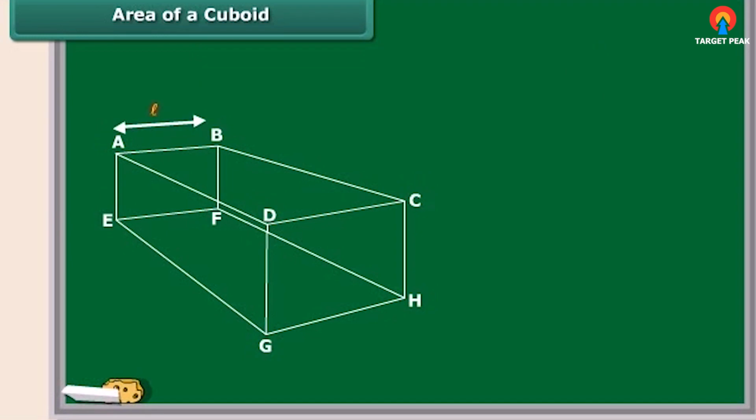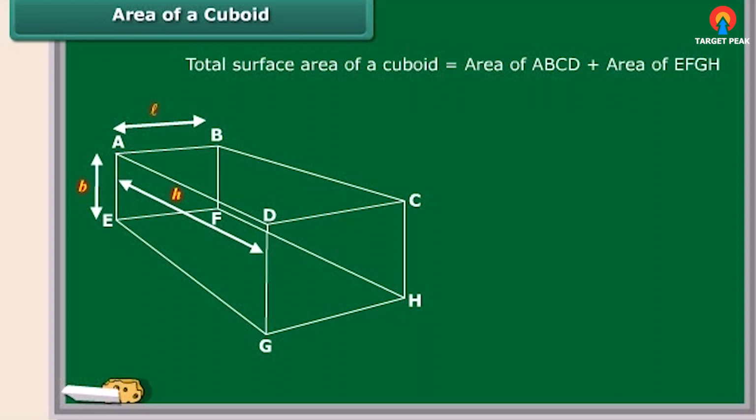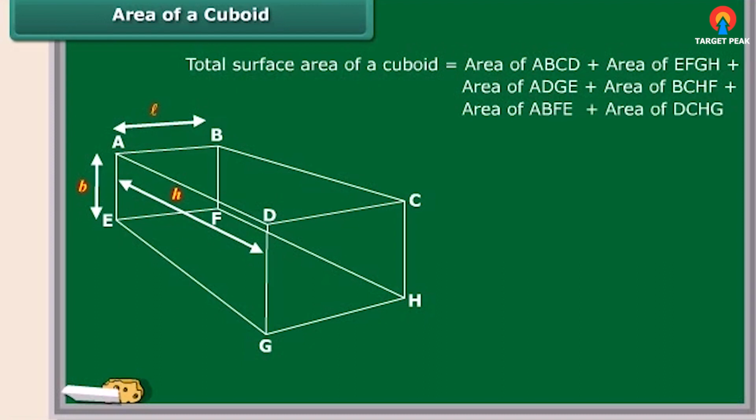Let AB be L, AE be B, and AD be H. Then the total surface area of the cuboid is equal to the sum of the areas of 6 faces ABCD, EFGH, ADGE, BCHF, ABFE, and DCHG, which is LH plus LH plus BH plus BH plus LB plus LB. Therefore, the total surface area of a cuboid is equal to 2 into (LB plus BH plus HL).